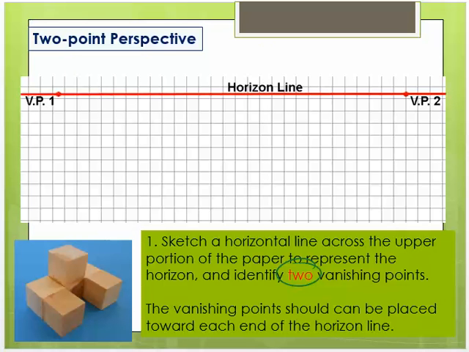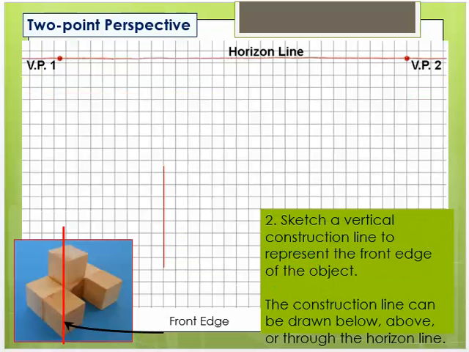Lo and behold, we start exactly the same way. We draw on a horizon line, and we pick 2 vanishing points, though, for a 2-point perspective. I would put them pretty close to the outer edges of your paper. It's going to make it easier for you. Now, the next thing is to construct a vertical line.